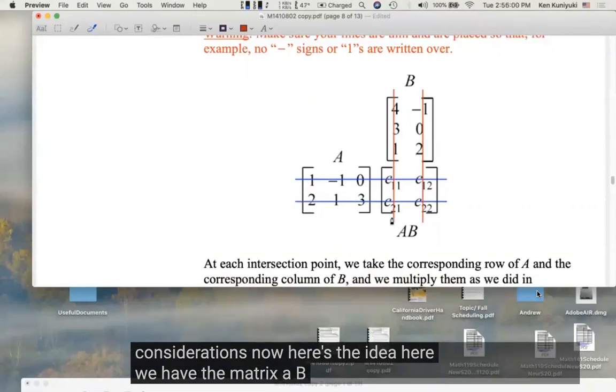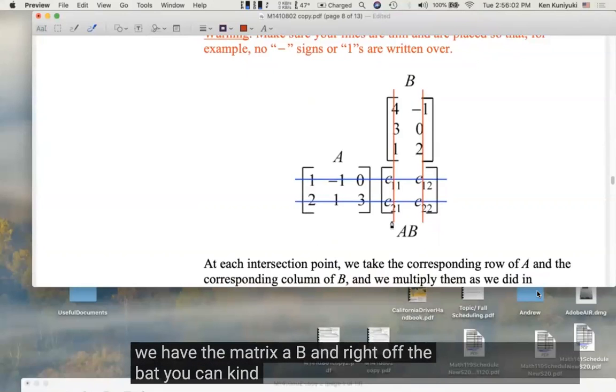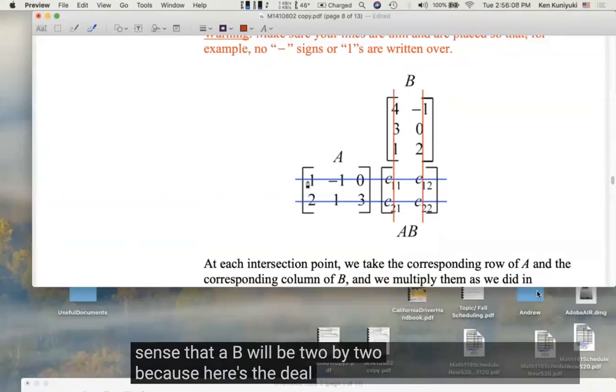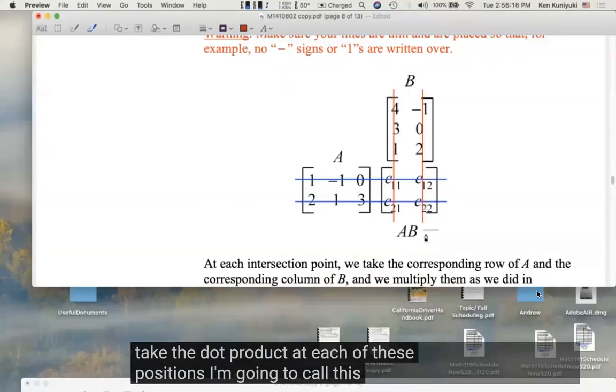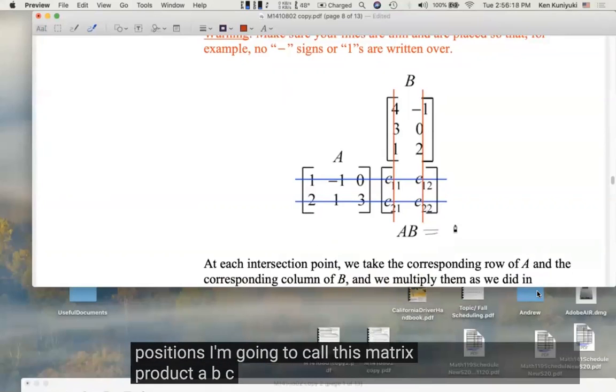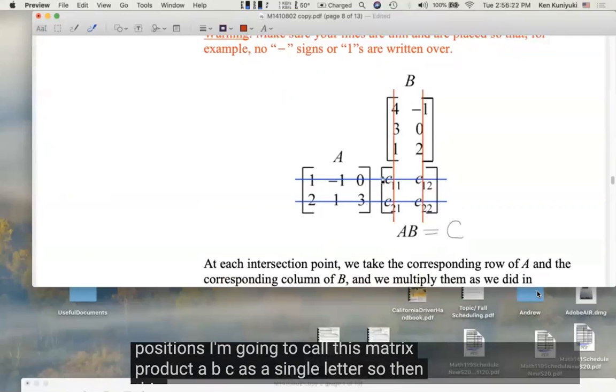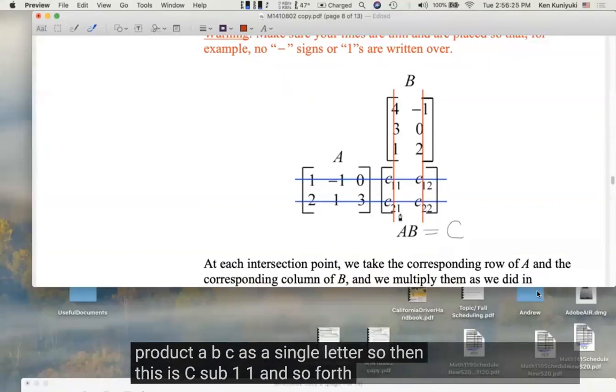Here we have the matrix AB. And right off the bat, you can kind of see why it makes sense that AB will be 2 by 2. Because here's the deal. We're going to take the dot product at each of these positions. I'm going to call this matrix product AB C as a single letter. So then this is C sub 1, 1, and so forth.